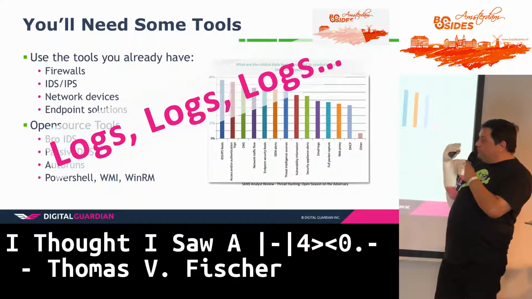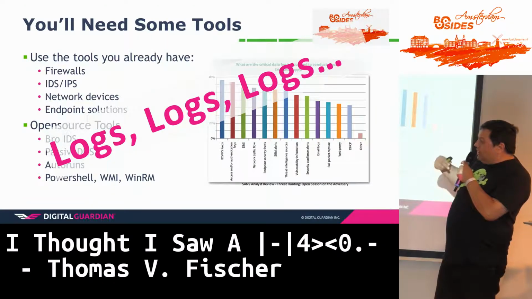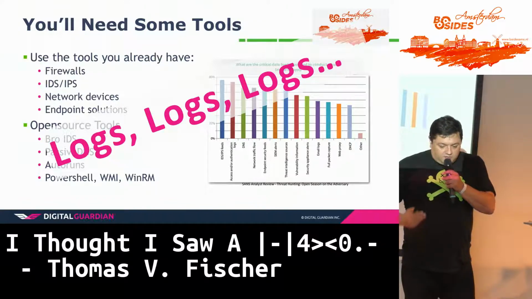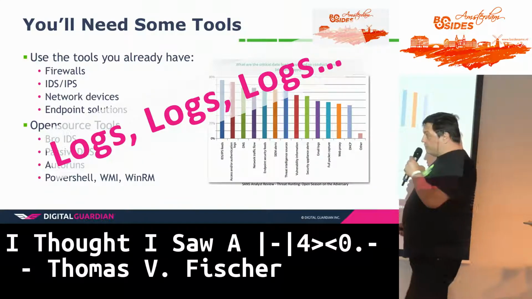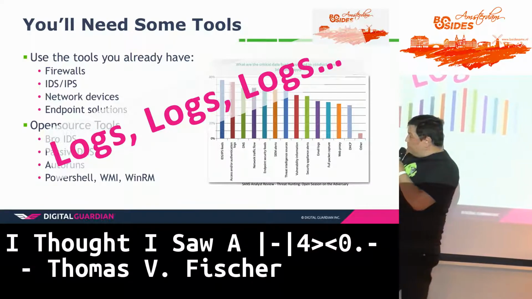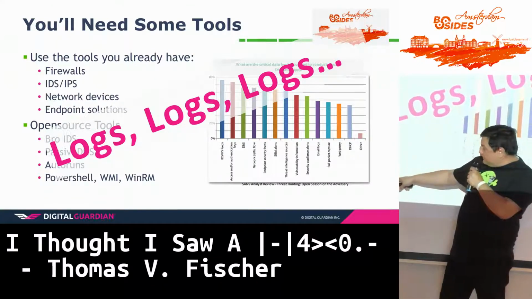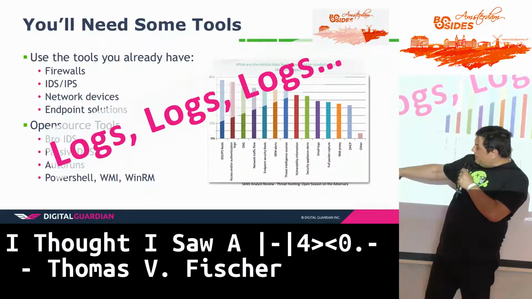You have to feed those in centrally so that you can use them. There's a lot of good open source tools too and built-in stuff. So you've got Bro IDS and passive DNS type queries that you can gather.